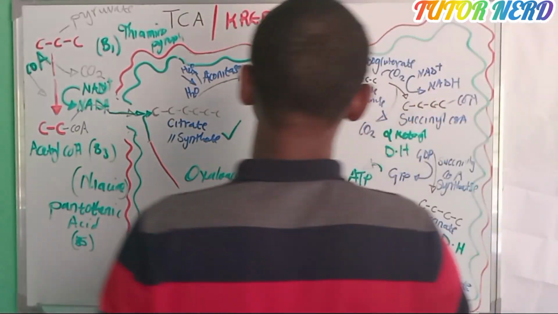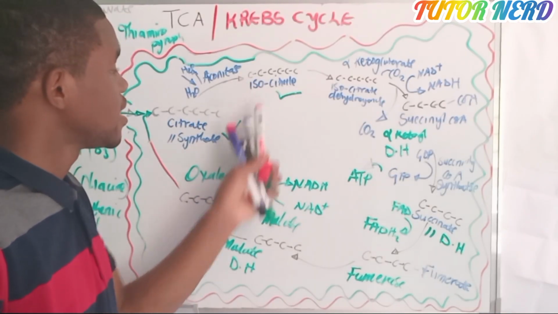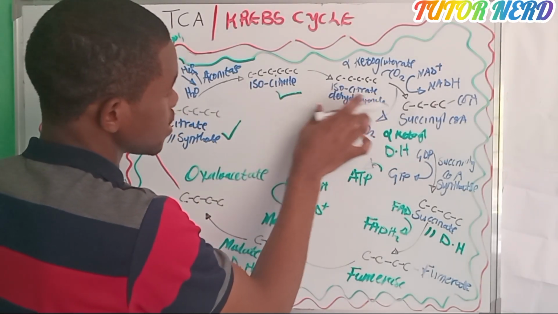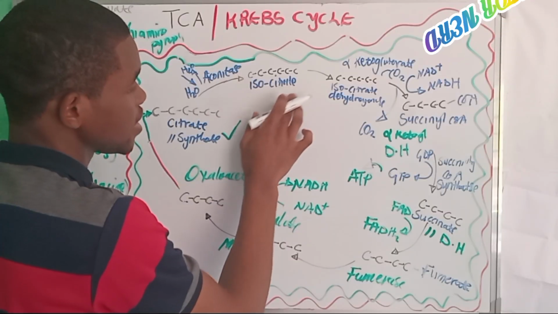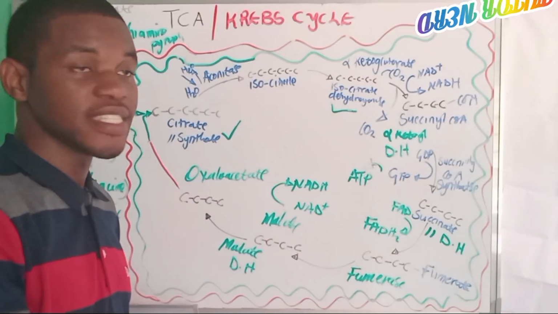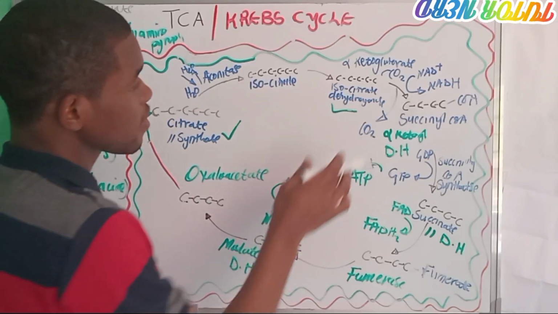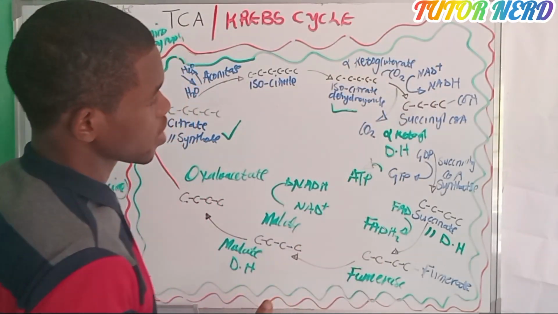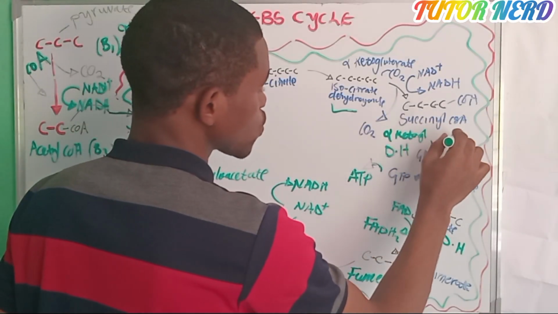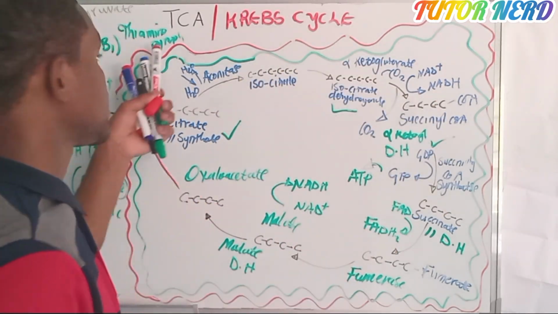Then we also have another limiting enzyme, which is isocitrate dehydrogenase. Isocitrate itself is not an enzyme but an intermediate, but the isocitrate dehydrogenase is also a limiting enzyme. We also have the alpha ketoglutarate dehydrogenase. This one is also a limiting enzyme in this process of the Krebs cycle, or TCA cycle.